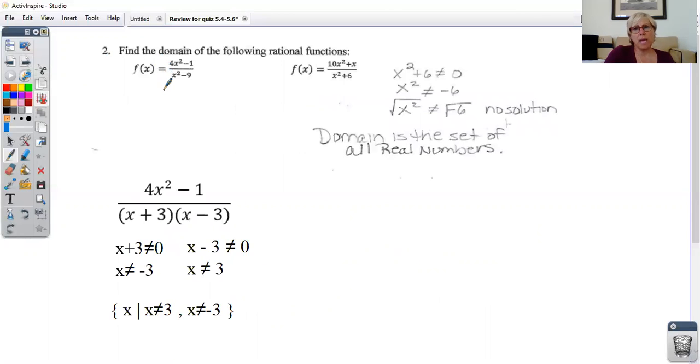A lot of domain questions still. Take your denominator, factor it. You know you can't have a 0 in the denominator, so x cannot equal negative 3 and x cannot equal positive 3. That's just a review.